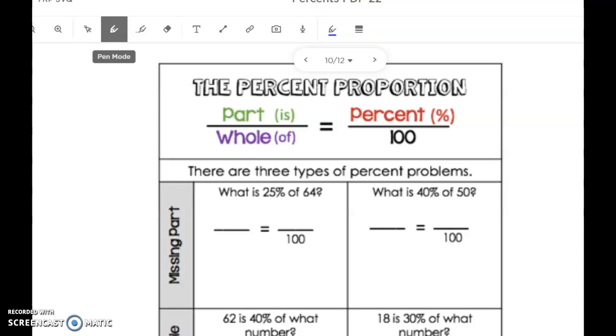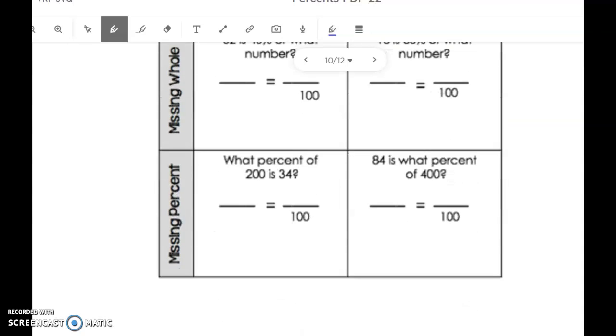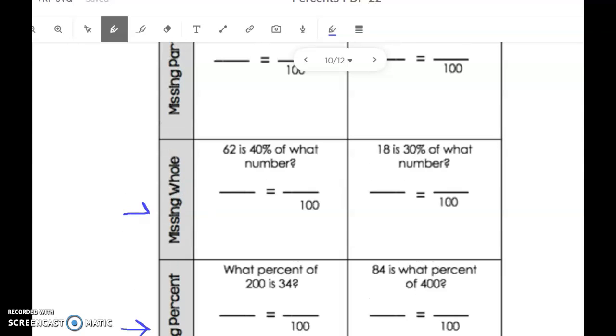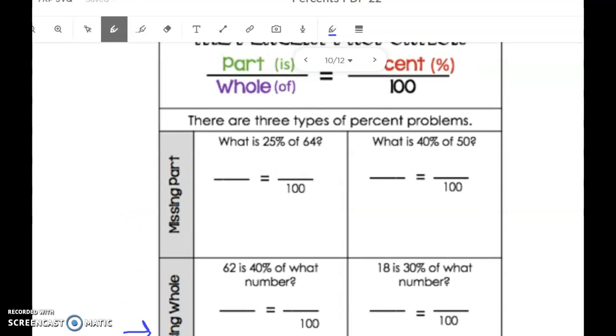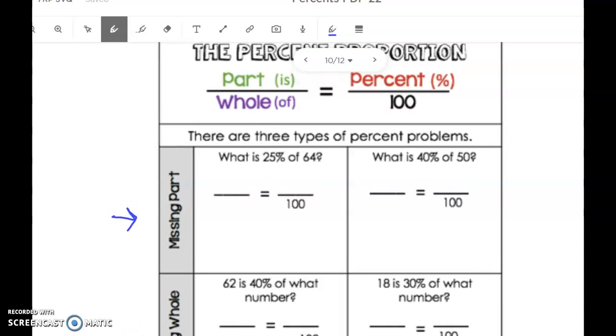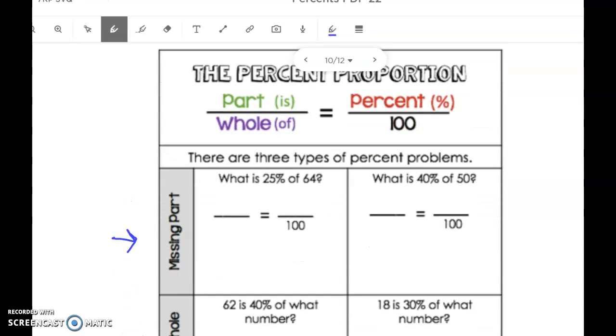Basically, there are three parts of percent problems. Sometimes you might have a missing percent. Sometimes you might have the missing whole number, and sometimes you might have a missing part. Okay, the percent proportion can be used with all three types of percent problems. That's why it's the easiest of the ways to learn to solve these.